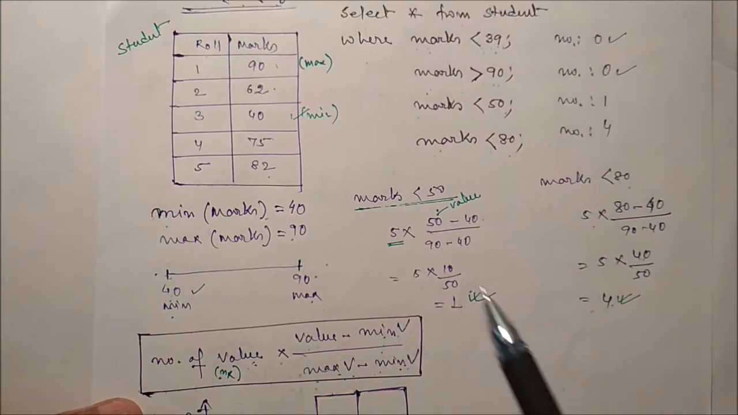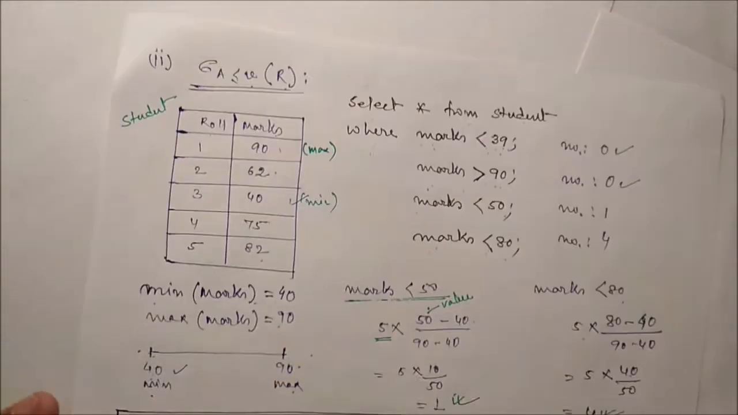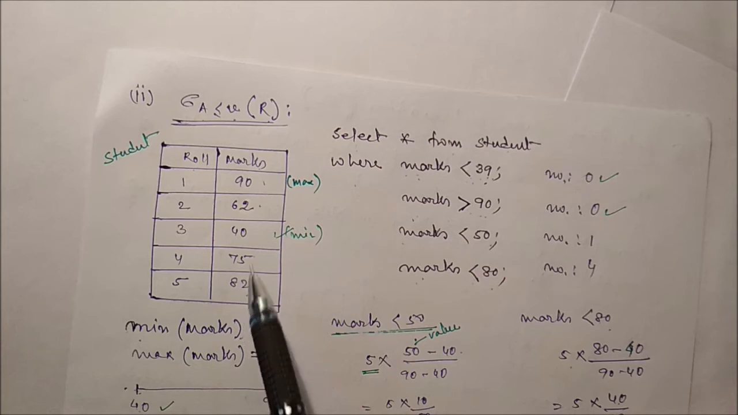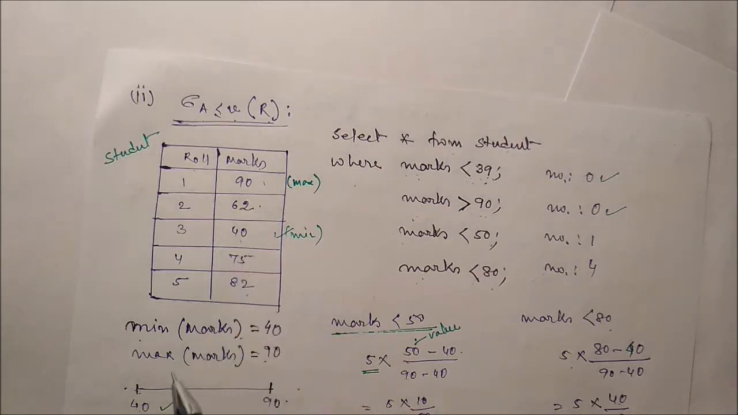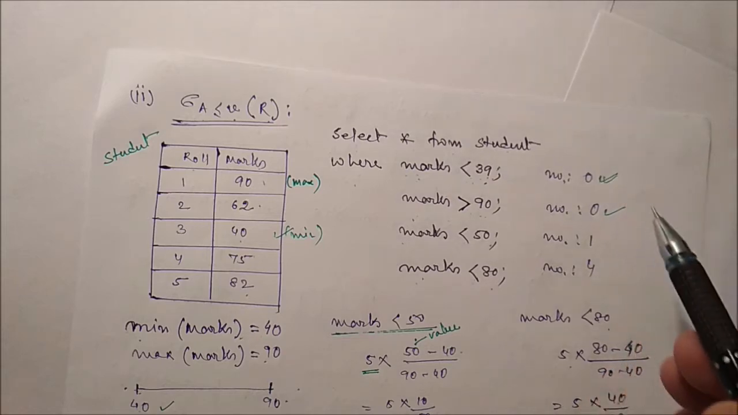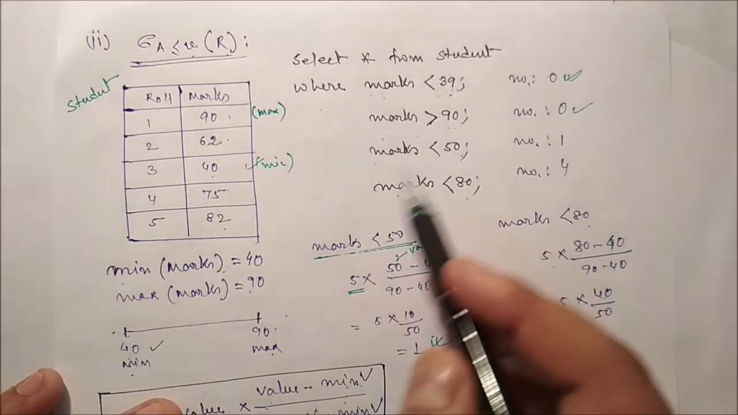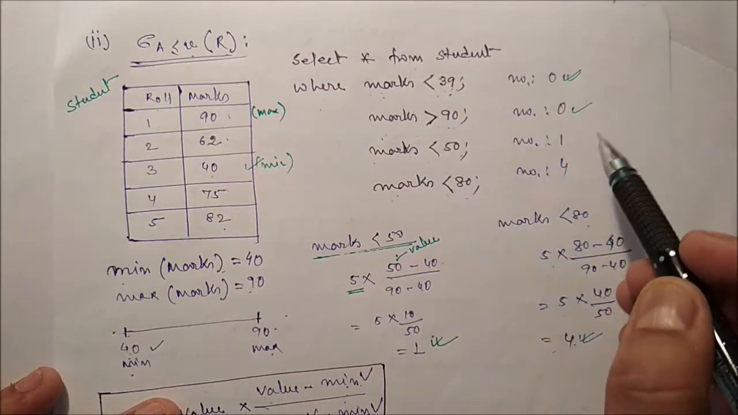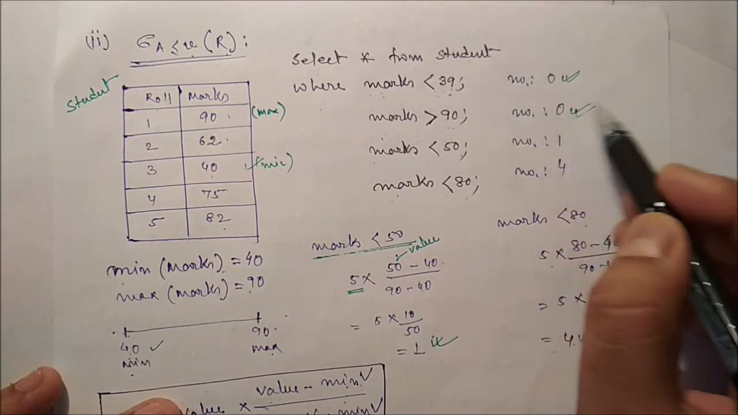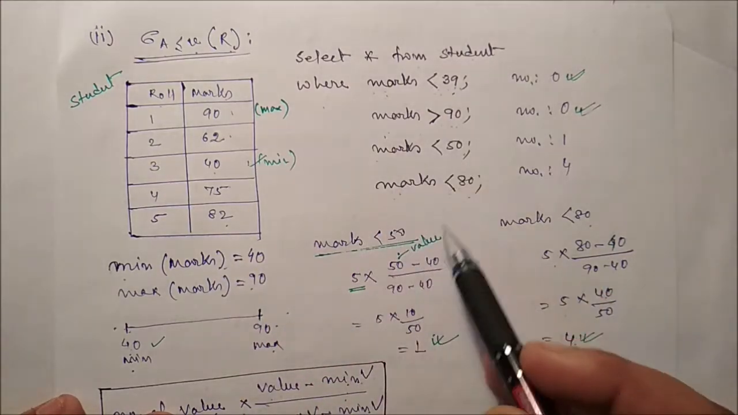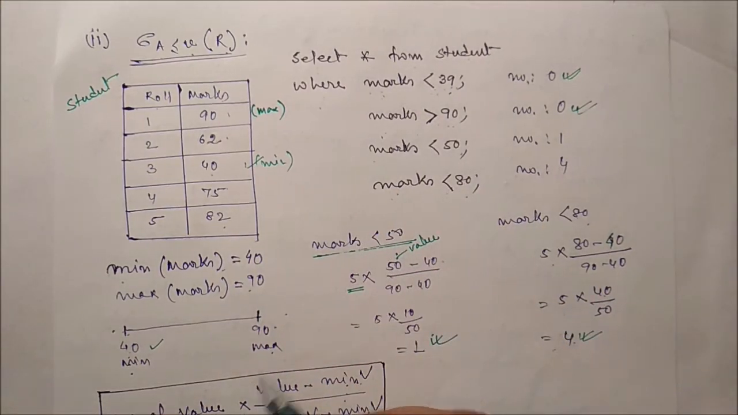So here suppose we have select asterisk from student where marks less than 39. The minimum marks is 40, so definitely for marks less than 39 the number of records will be 0. Similarly, marks greater than 90. The maximum marks is 90, so for greater than 90 definitely how many records should be there? 0. Similarly, if the marks is less than 50, how to get this? Here we have to use the formula.